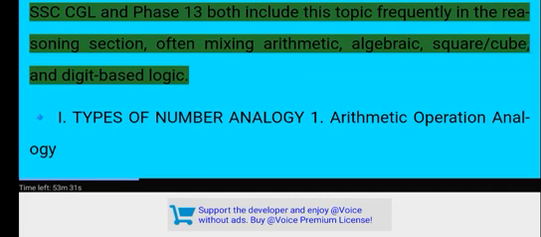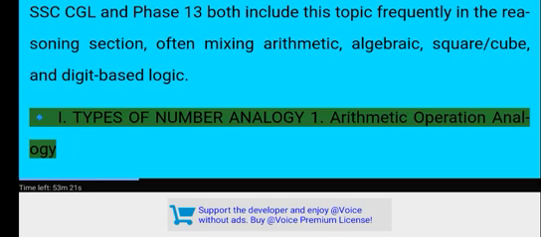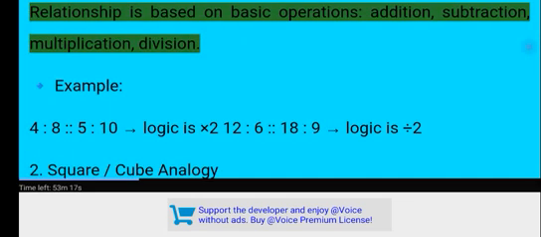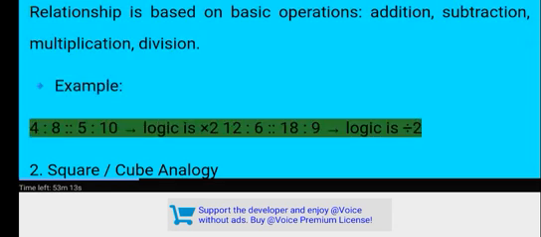SSC CGL and Phase 13 both include this topic frequently in the reasoning section, often mixing arithmetic, algebraic, square, cube, and digit-based logic. Types of number analogy. 1. Arithmetic operation analogy. The relationship is based on basic operations: addition, subtraction, multiplication, division. Example: 4, 8 and 5, 10, logic is times 2. 12, 6 and 18, 9, logic is divided by 2.